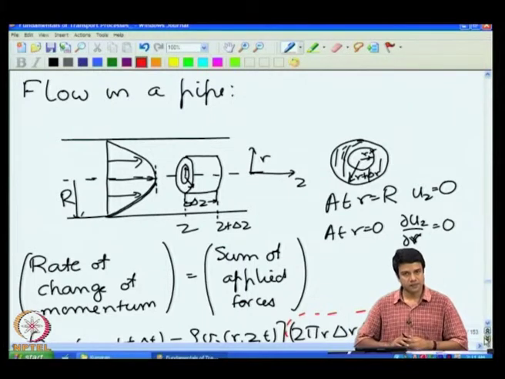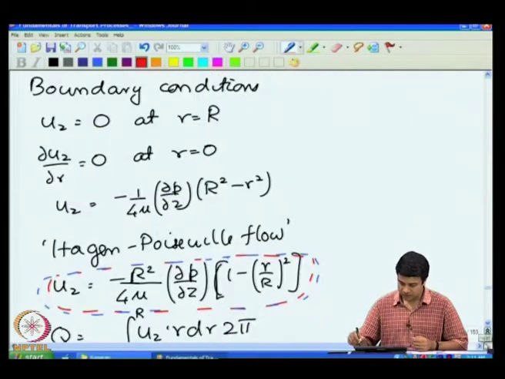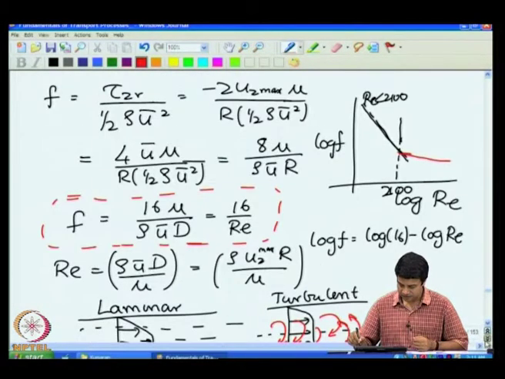And then we had solved the problem of the flow in a pipe. First a steady flow for the parabolic profile, where we managed to get out the friction factor versus Reynolds number relationship, f is equal to 16 by Re. This is the friction factor for the laminar flow in a pipe. This much we can get just based upon simple shell balances.